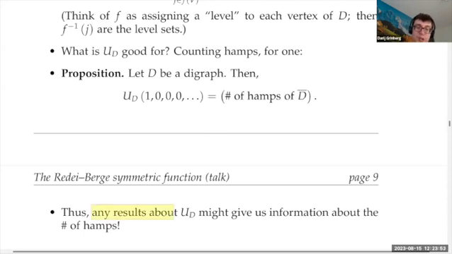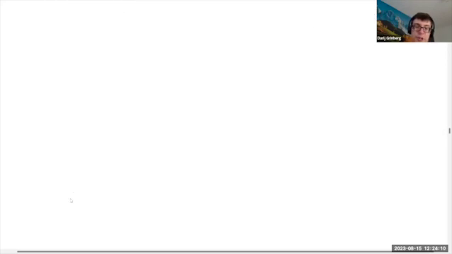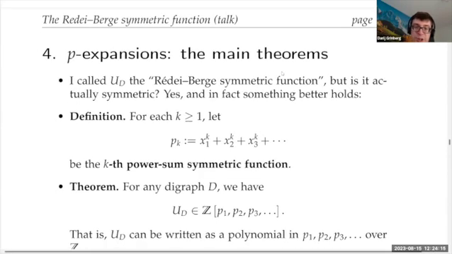So anything you can say about UD gives you something about the number of Hamiltonian paths in the digraph. This means you can hope to find a different approach to Redei's theorem, but also to maybe prove something more. Now, of course, what can you say about the UDs? And actually, the answer is quite a lot.